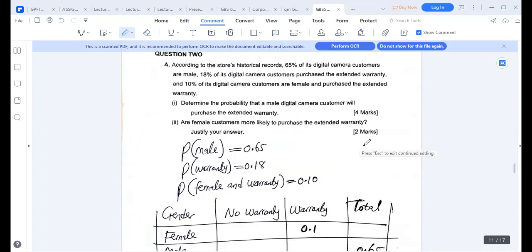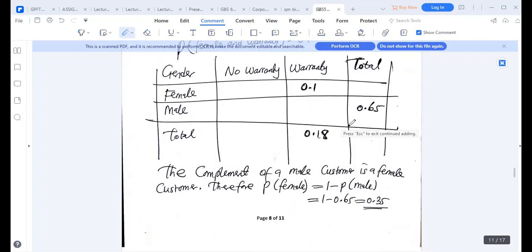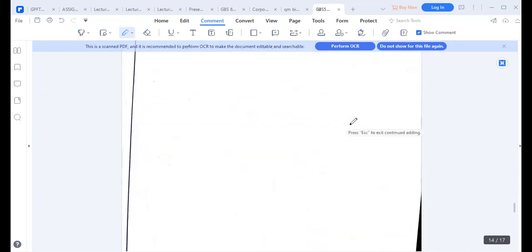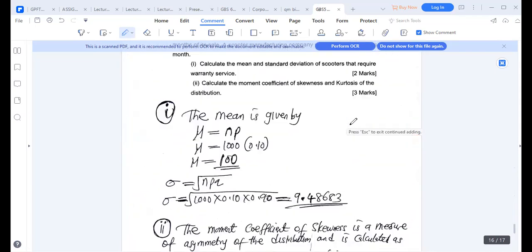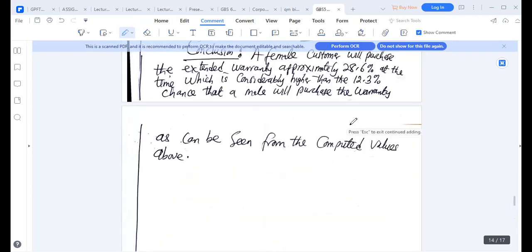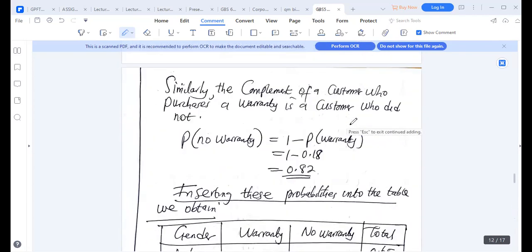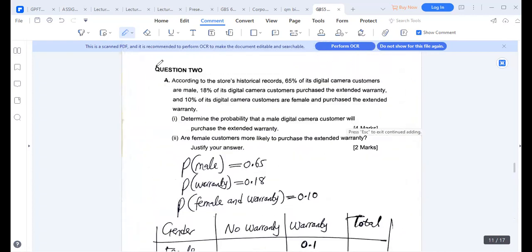Now we can get down to question number 2 of this problem. Of course, question 2 had 2 questions, so we need to carefully understand it. This one is talking about probabilities now, from the descriptive one. According to the store's historical records, 65% of the digital camera customers are male. So 65% of customers are male.